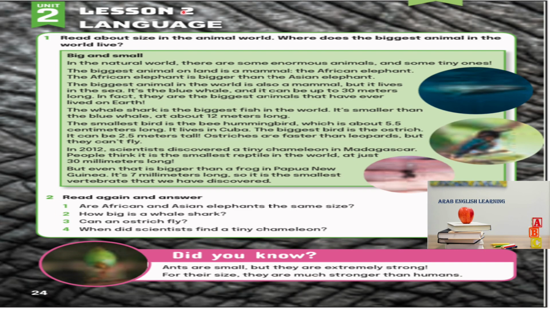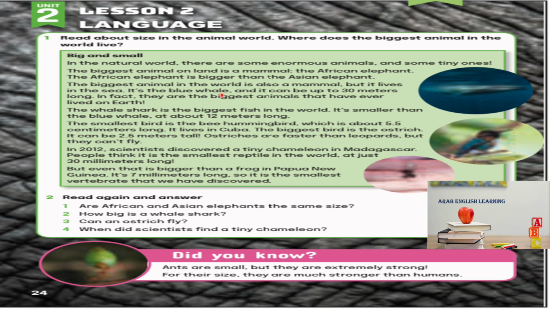Page 24, Lesson 2, Exercise 1. Read about size in the animal world. Where does the biggest animal in the world live? Big and small. In the natural world, there are some enormous animals and some tiny ones. The biggest animal on land is a mammal, the African elephant. The African elephant is bigger than the Asian elephant. The biggest animal in the world is also a mammal, but it lives in the sea.